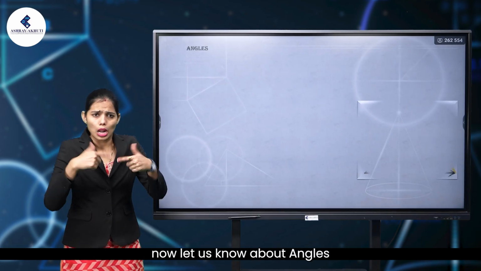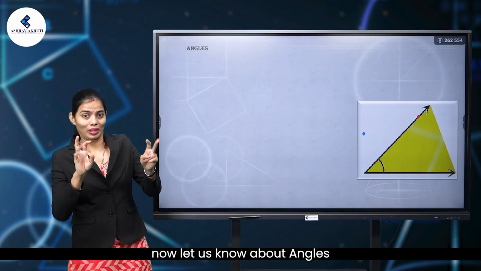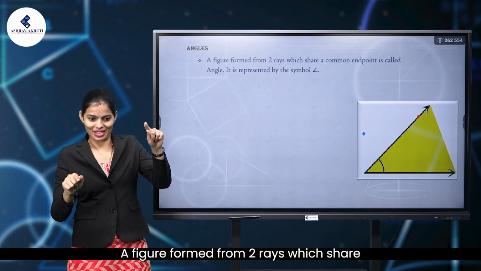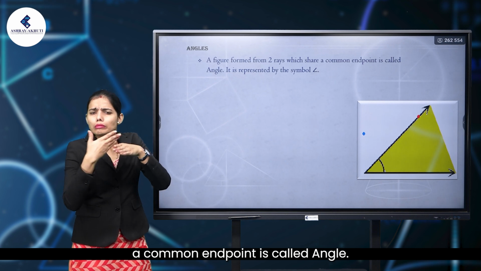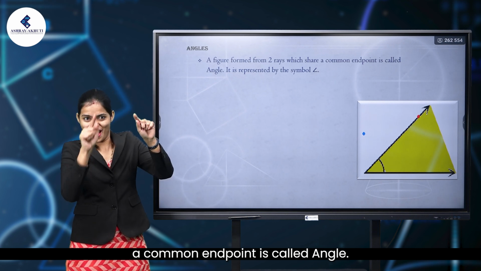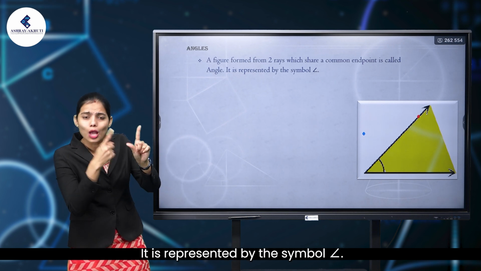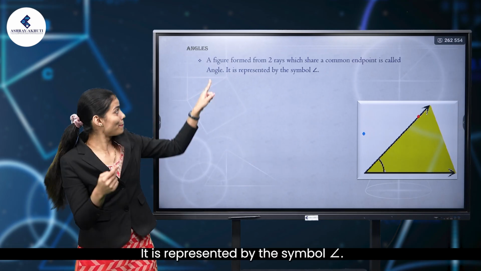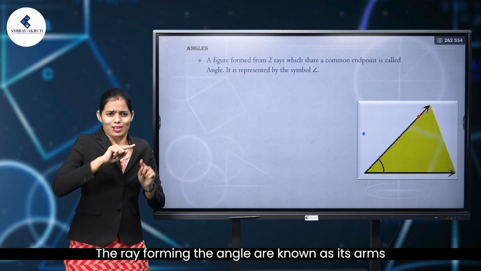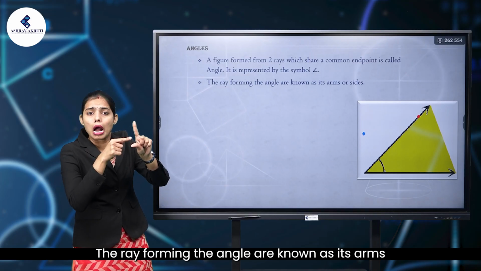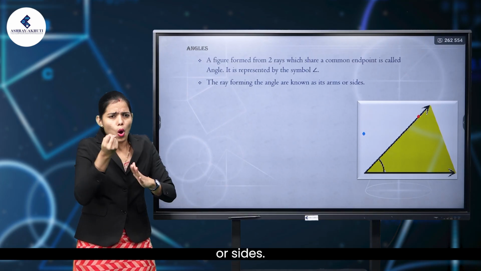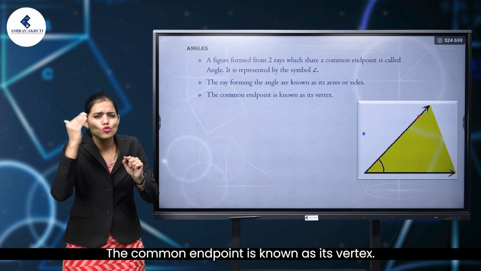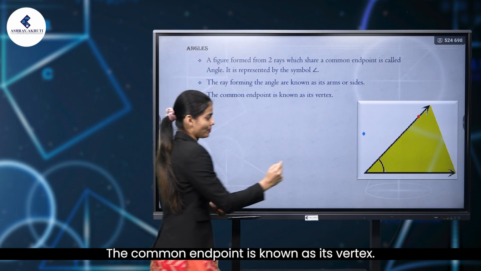Students, now let us know about angles. A figure formed from two rays which share a common endpoint is called an angle. It is represented by the angle symbol. The rays forming the angle are known as its arms or sides. The common endpoint is known as its vertex.